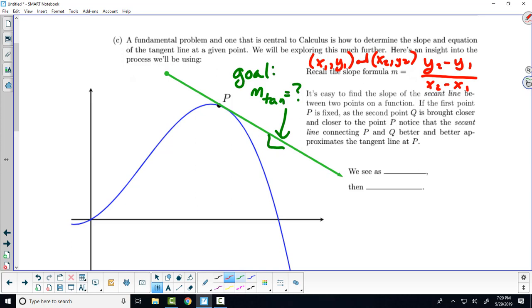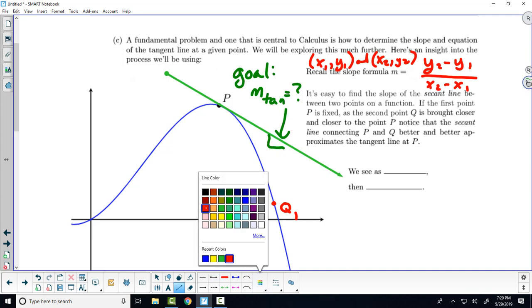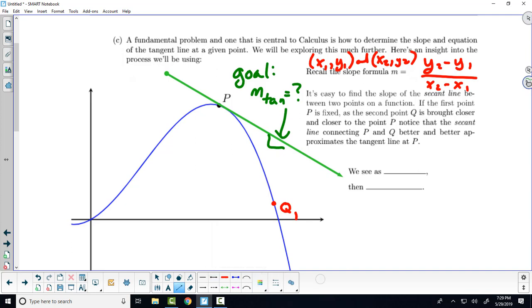Somebody came up with this. It was awfully clever. We're going to pick a point right here. Let's go ahead and maybe call it Q1. And you'll have to bear with me. The diagram's about to get just a little cluttered. So what I'm going to do is draw not the tangent line, but what's called the secant line passing through these 2 points.